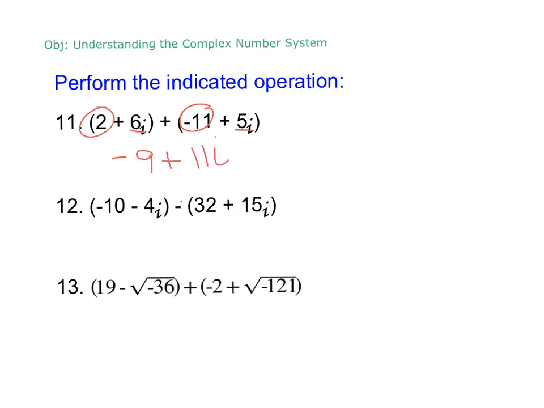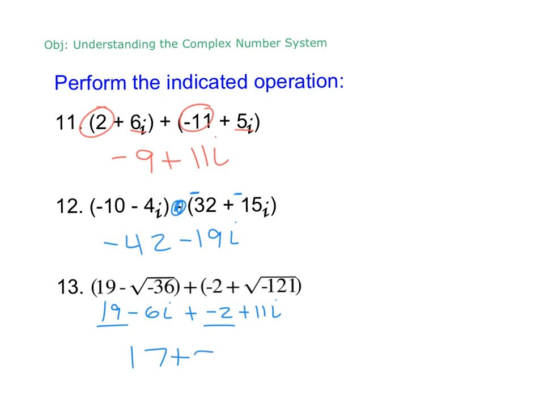The next one, don't forget this is a negative. So what I'm going to do, I usually just distribute the negative. So I get -42 minus 19i. And then this last one, we're going to rewrite it because what's the square root of -36? So this is 19 minus 6i plus -2 plus 11i. So then I can combine like terms and I get 17 plus 5i.